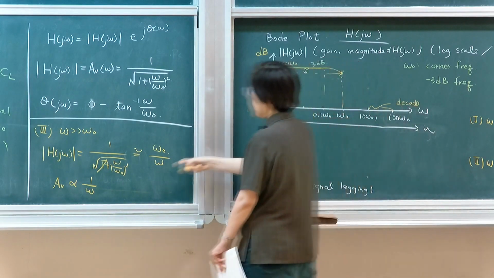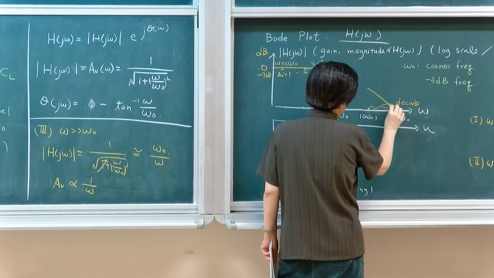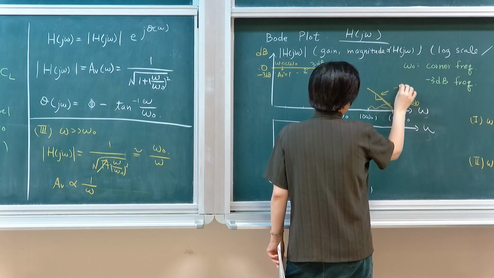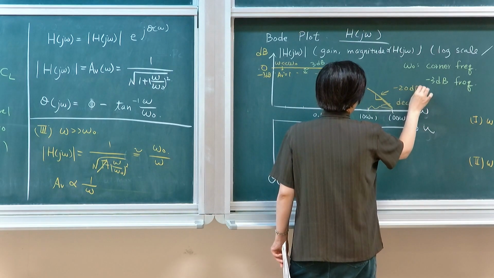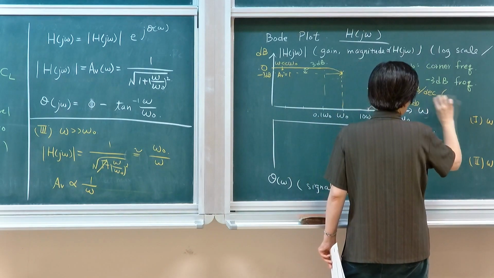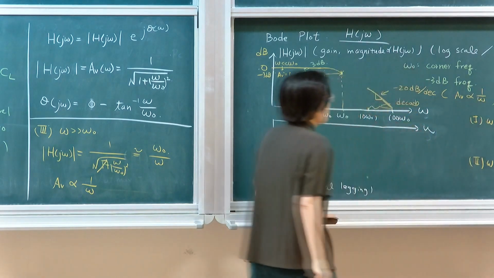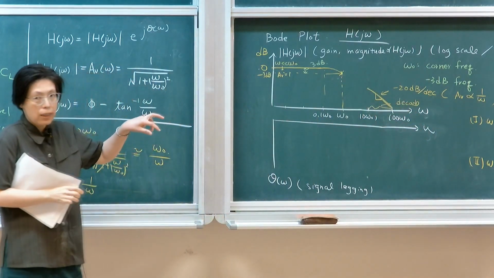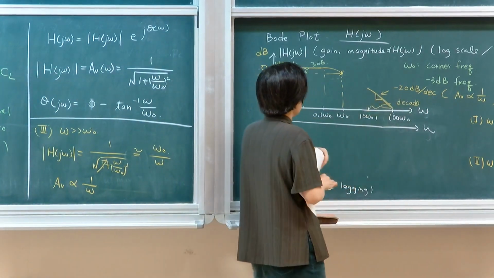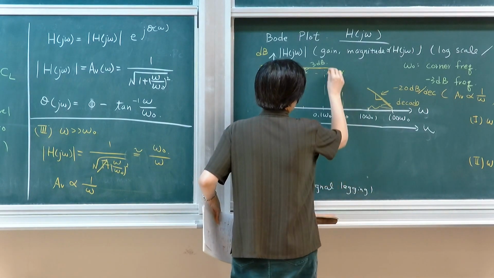So we know that by this equation, the slope of the decay is minus 20 dB per decade. This simply means that the gain is inversely proportional to omega. That will give you per decade 10 times degrade. That's minus 20 dB per decade. So meaning that it will drop. I'm just going to connect that.